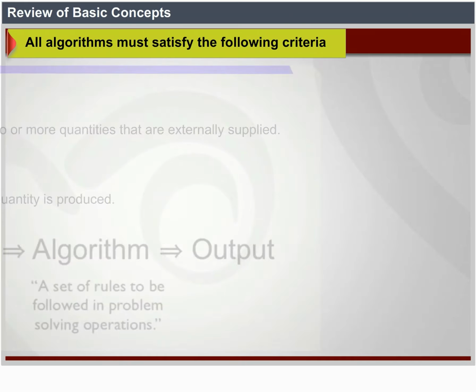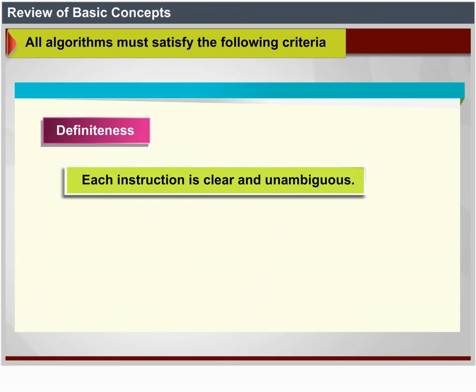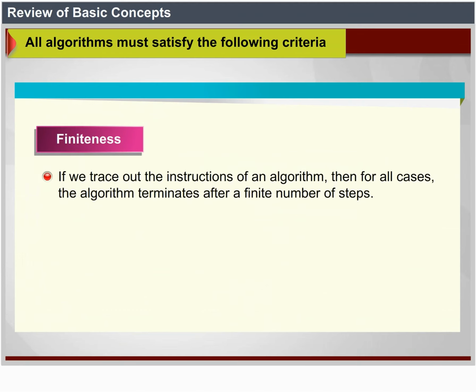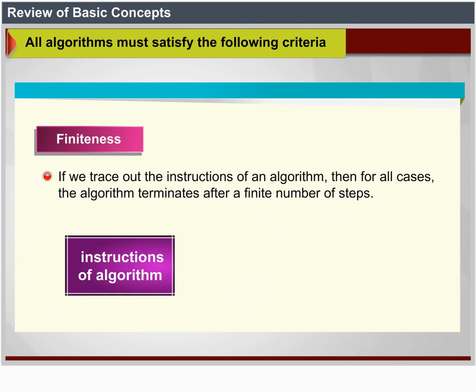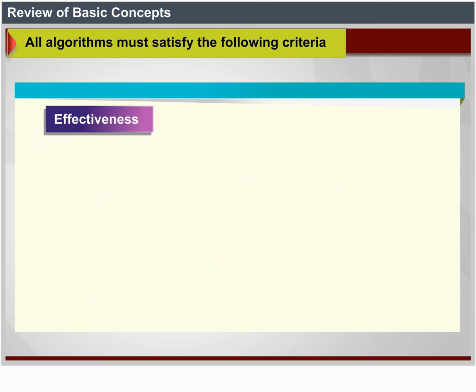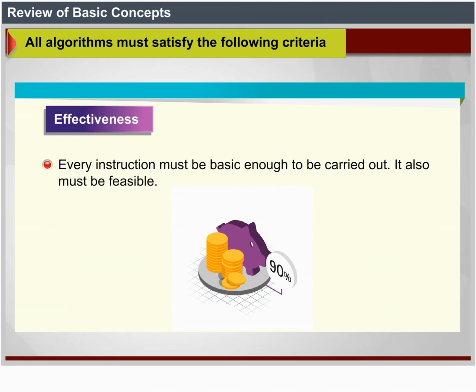Definiteness: each instruction is clear and unambiguous. Finiteness: if we trace out the instructions of an algorithm, then for all cases, the algorithm terminates after a finite number of steps. Effectiveness: every instruction must be basic enough to carry out. It also must be feasible.